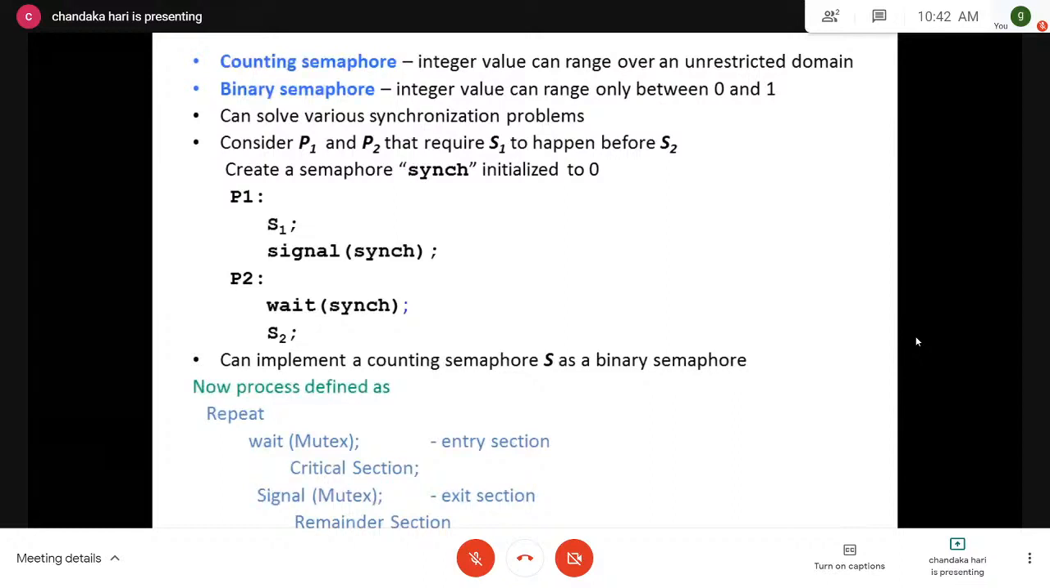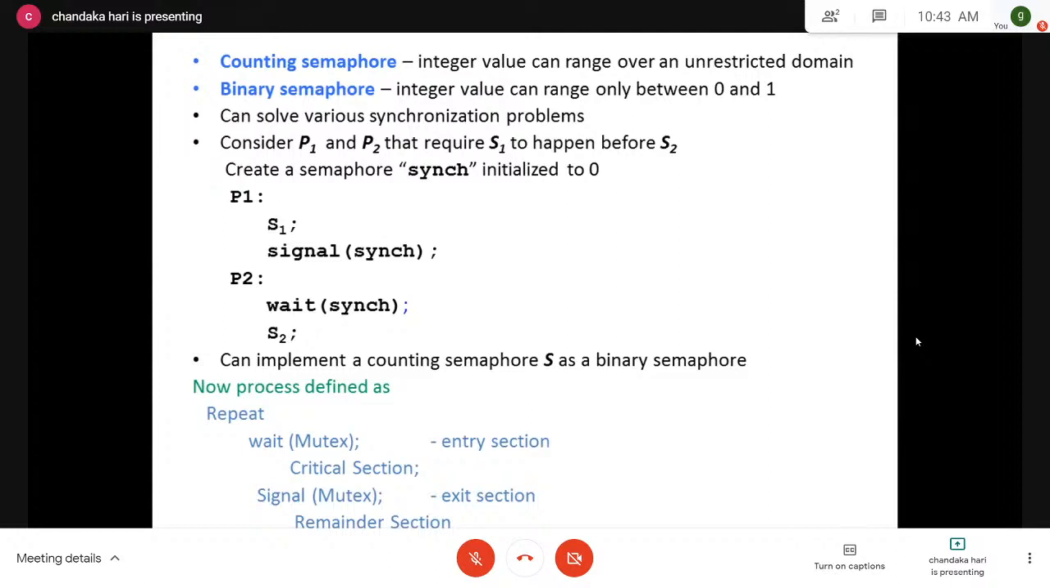Now, in case the semaphore value is not restricted and it can be any value, such a semaphore is called a counting semaphore, where the integer value of the semaphore can range over an unrestricted domain. So actually, the solution we have been seeing so far is only a binary semaphore. Now we are going to see how to solve synchronization problems. Semaphores can solve various synchronization problems, but they also have small problems.